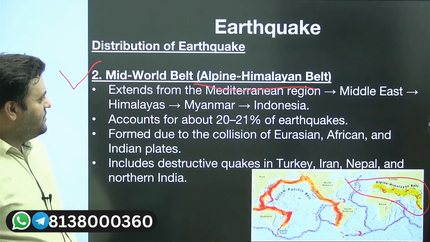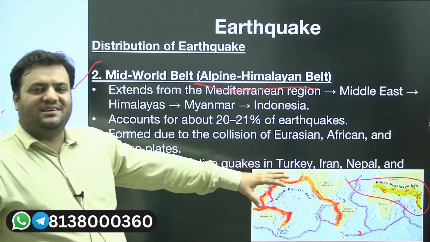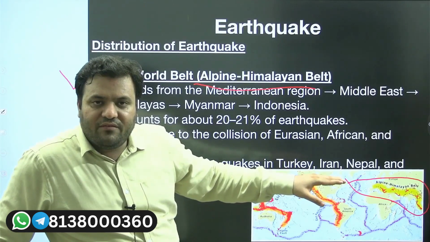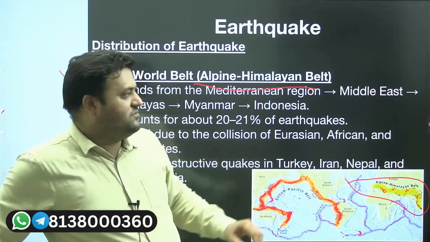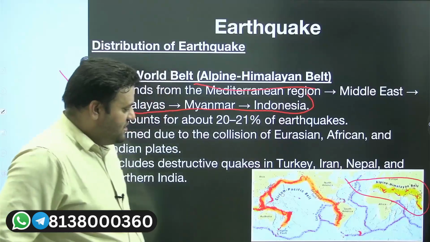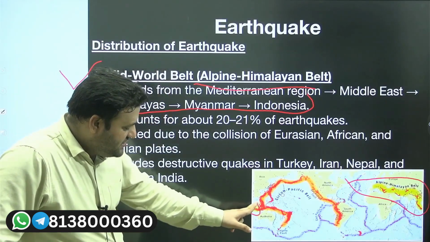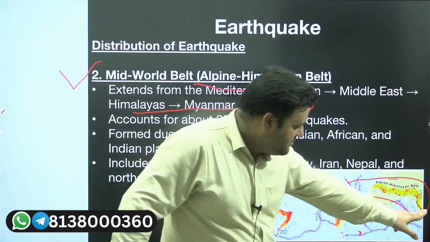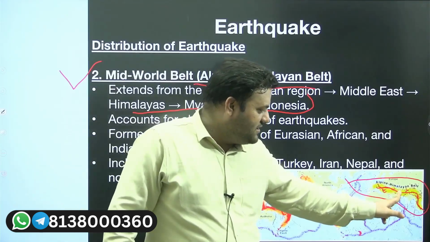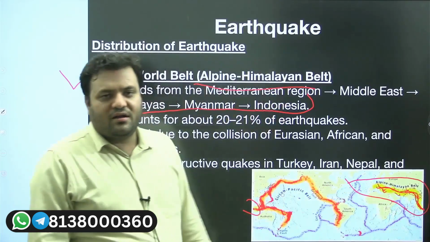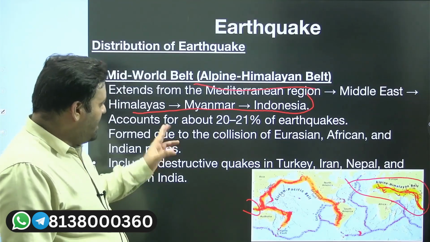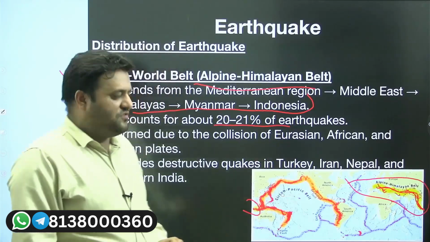So this particular belt goes from the Mediterranean Sea all the way through the Himalayan region, and it is up to Myanmar and Indonesia. So Mediterranean Sea, Arabian region, India, and Myanmar to Indonesia. This is the region where you will see earthquakes. It accounts for almost 20 to 21% of the earthquakes of the world.